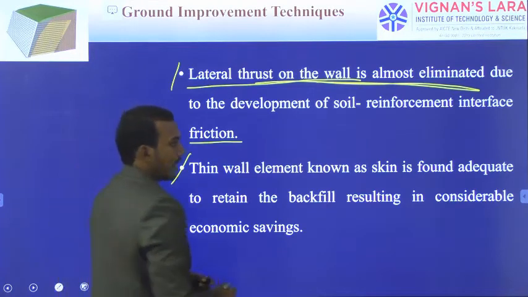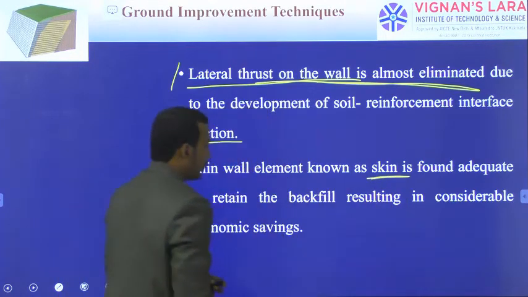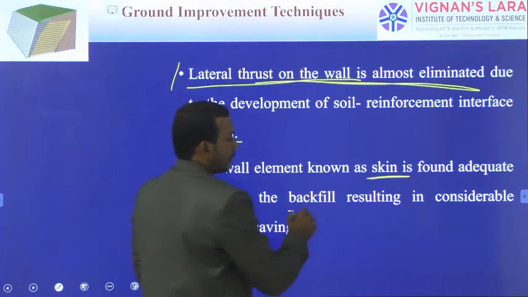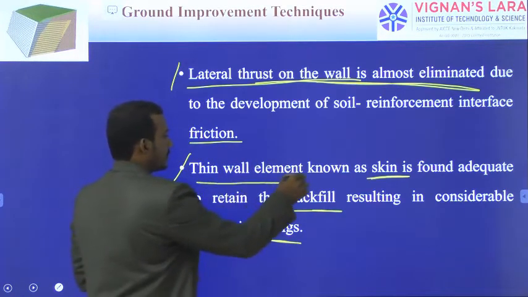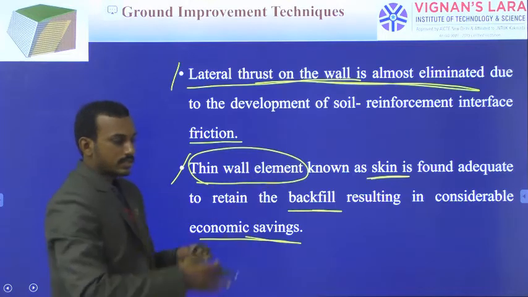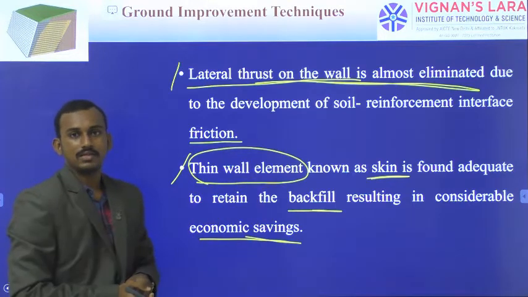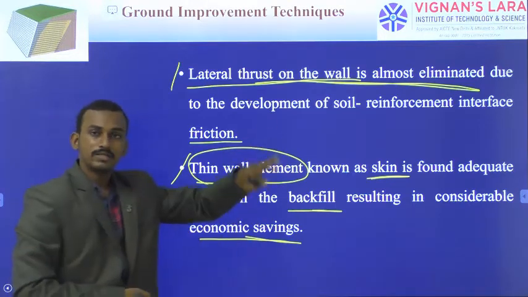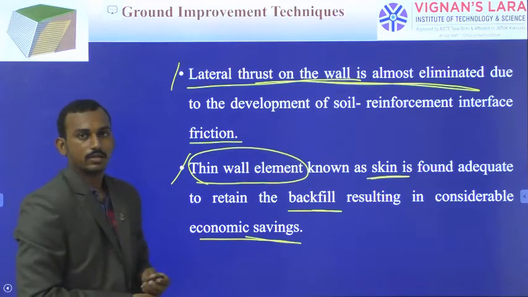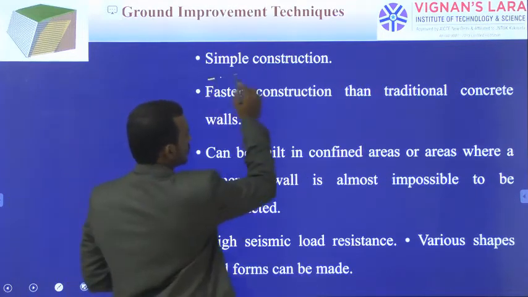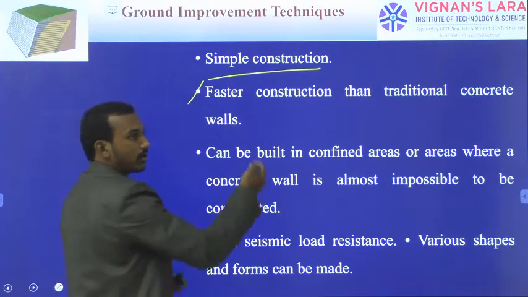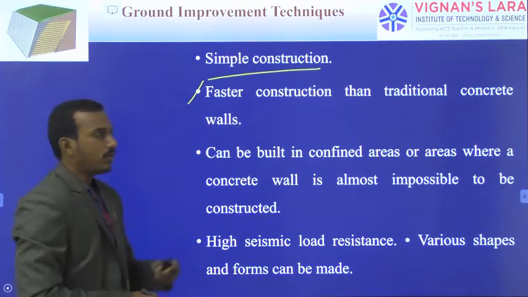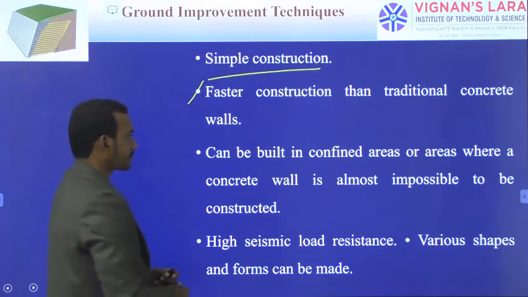Thin wall element known as skin is found adequate to retain the backfill, resulting in considerable economical saving. That means thin wall element, that means the thickness of the facing is very less. So the thin wall element is required to retain the soil. The next one is, it is a simple construction and faster construction than normal concrete walls. If you compare the time, it is very less time.